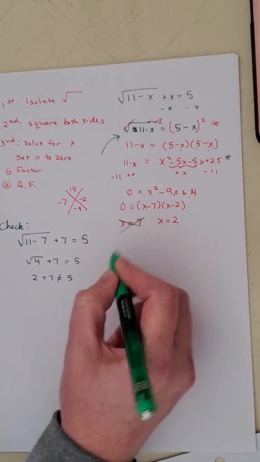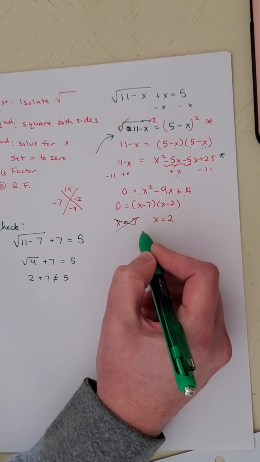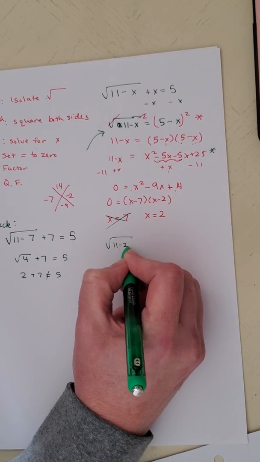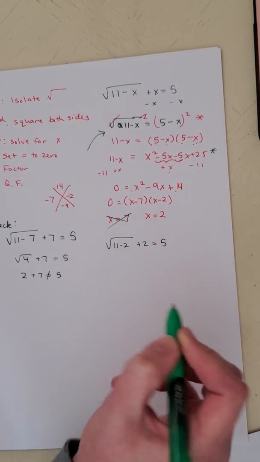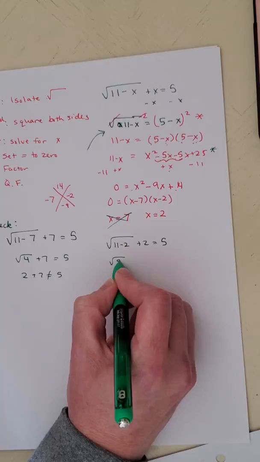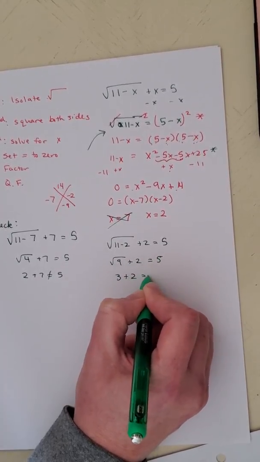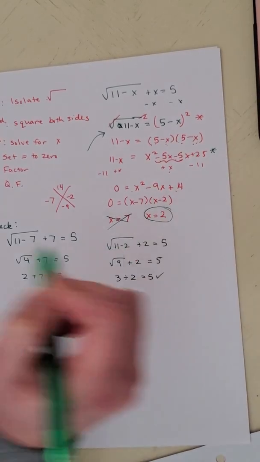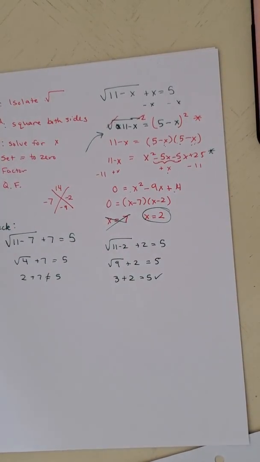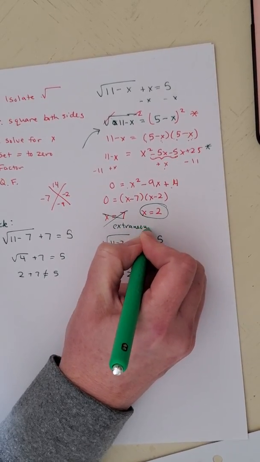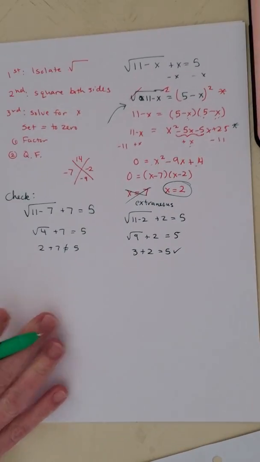This is extraneous, but we need to check this one. It's possible that neither work. So we're going to check the other one. 11 minus 2 plus 2 equals 5. 11 minus 2, that's 9, plus 2 equals 5. Square root of 9 is 3, plus 2 equals 5. That is true. Check. That is a valid solution. So again, this one's extraneous, and this one is a valid solution.